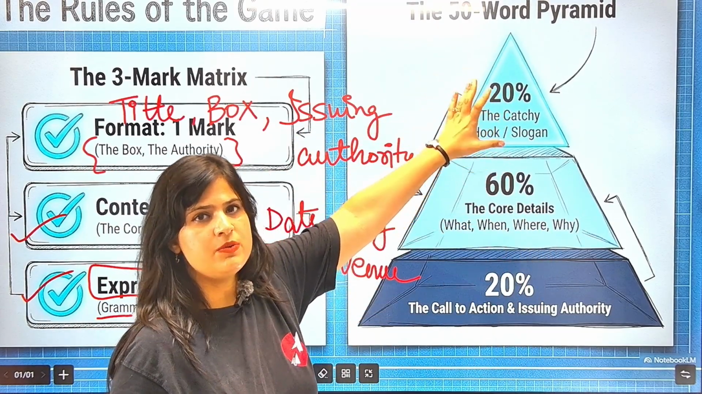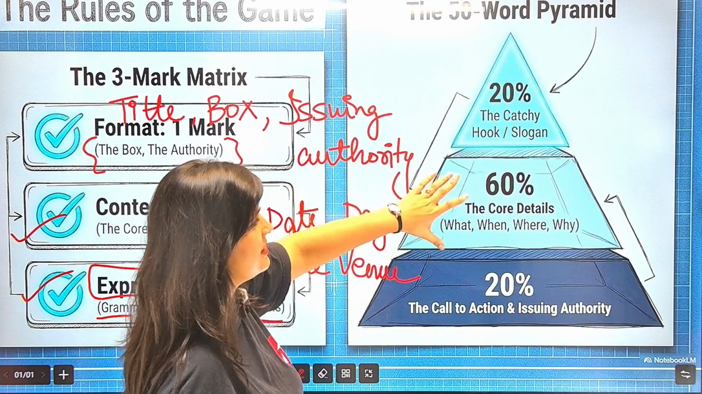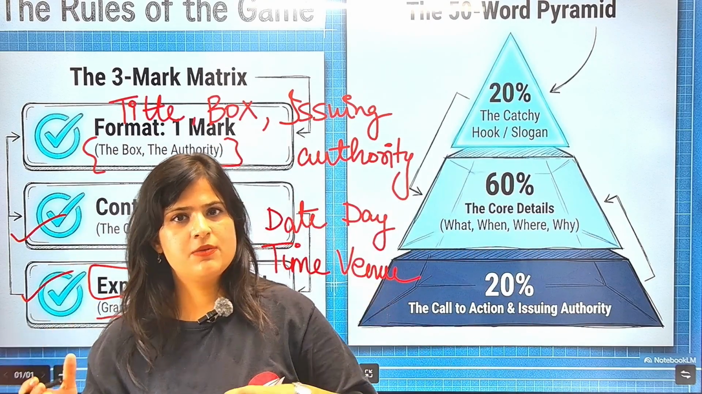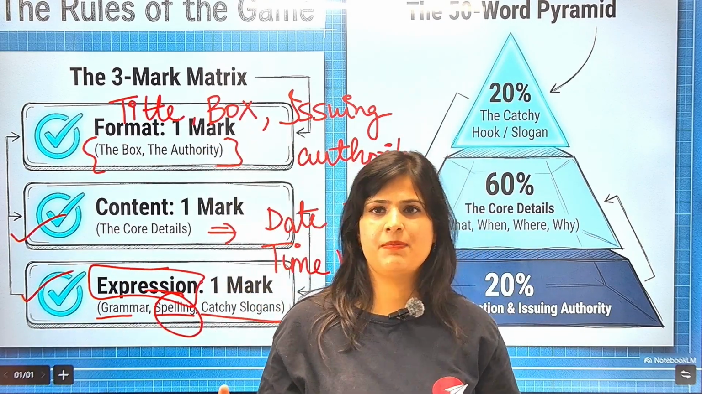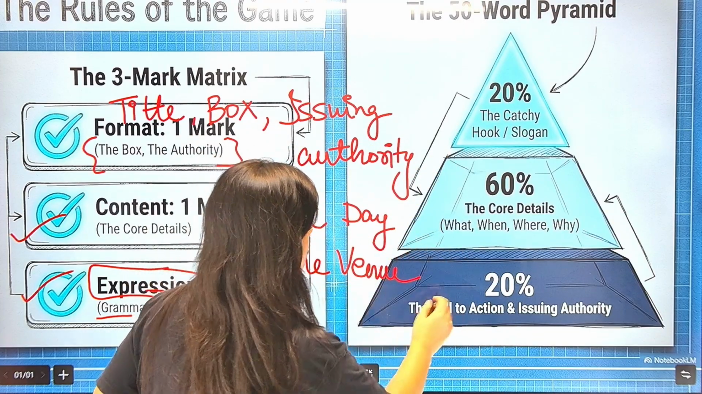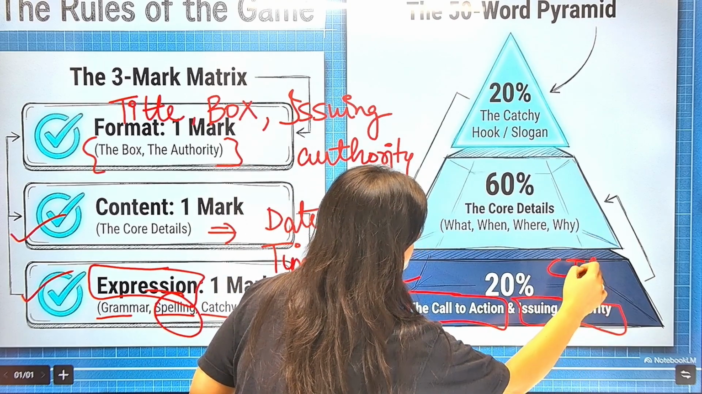So the 50-word pyramid is there for you. 20% of the words should be given to some catchy hook, to slogans, then 60% to the core details, that is, what is the event, what is the campaign about, where it is happening, when it is happening, all the other details, and 20% is to call to action, the CTA, and the issuing authority.